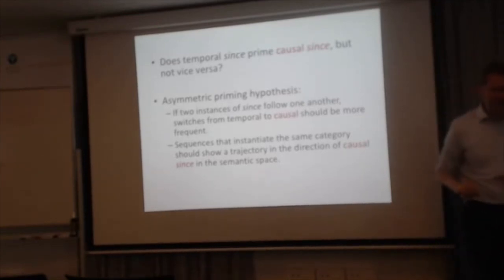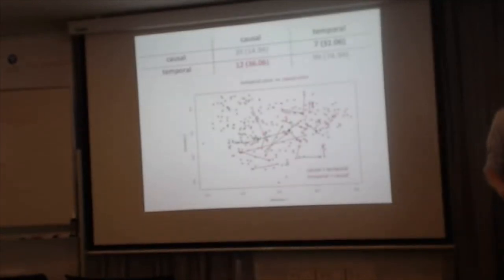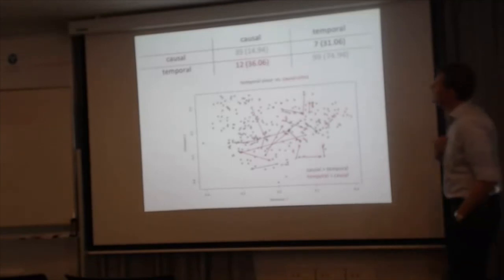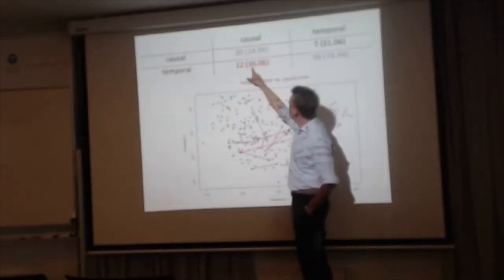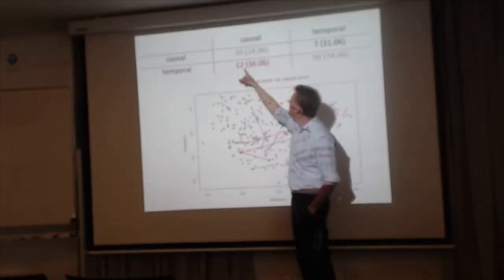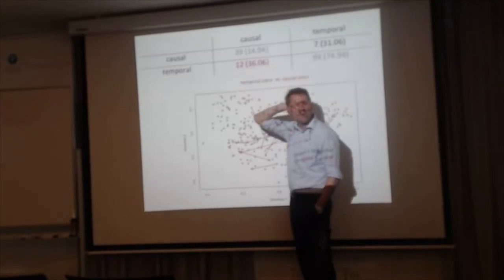I'll come back to this. So let me show you the graph again, and let me also show you the frequencies of sequences that we have in our data. Okay. So let's maybe look at the table first. In the table, we see all the pairs of senses that we have in our corpus data. And you see that switches from temporal to causal are actually underrepresented with regard to what we would expect. So this, again, is the opposite of what the asymmetric priming hypothesis will predict.